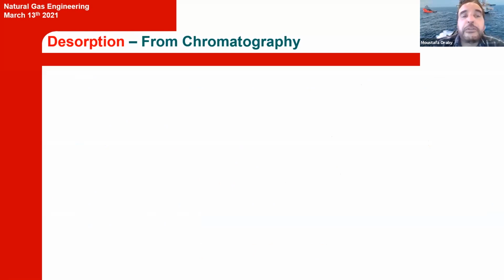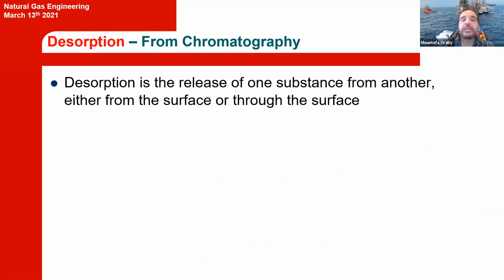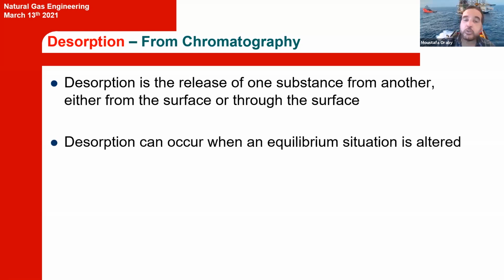What is chromatography? Chromatography actually tells you how things are happening. Desorption, by definition, from chromatography, is the release of one substance from another. So the release of hydrocarbon from the organic material is called desorption by definition. So either from the surface or from the substance itself. Desorption can occur when the equilibrium is altered. It means when there is a change in the equilibrium due to pressure and temperature, that release happens.